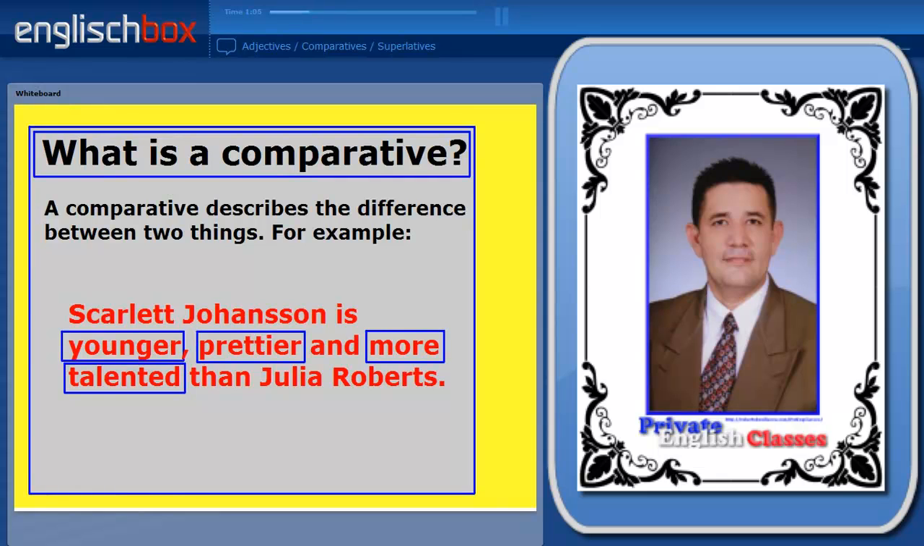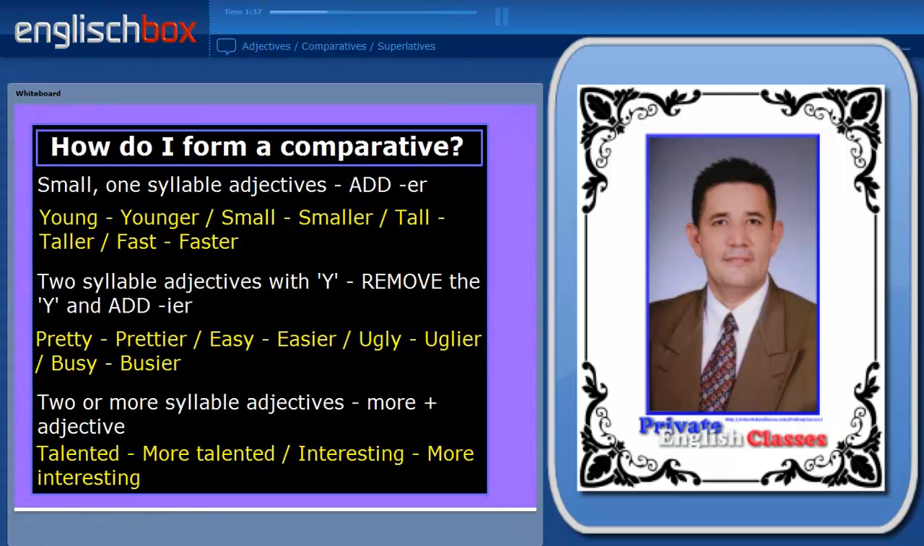What is a comparative? A comparative is a word that describes the difference between two things. So we have an example here with two Hollywood stars, Scarlett Johansson and Julia Roberts. Scarlett Johansson is younger, prettier and more talented than Julia Roberts. The comparatives are younger, prettier and more talented. These three comparatives also display the three different ways we change an adjective into a comparative. So let's look at that in a little bit more detail.